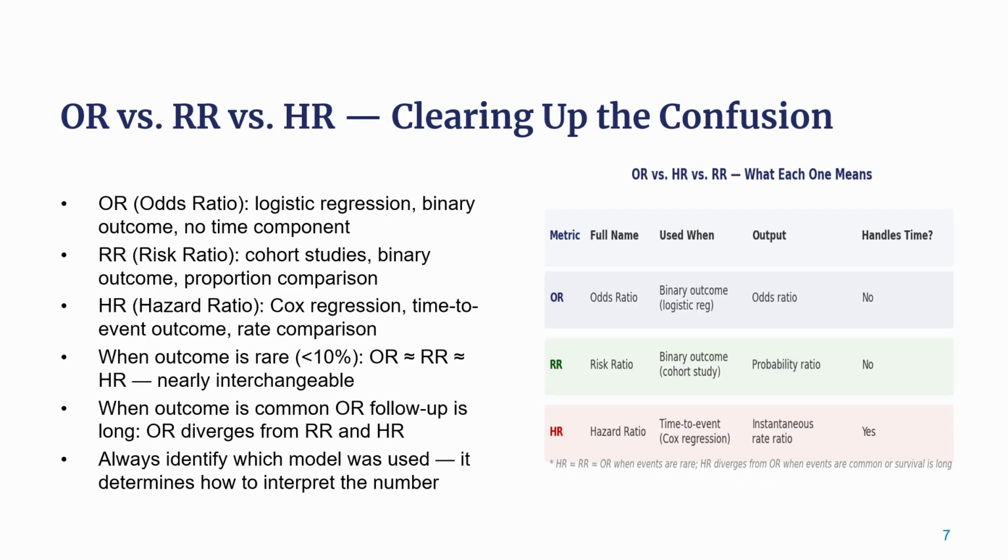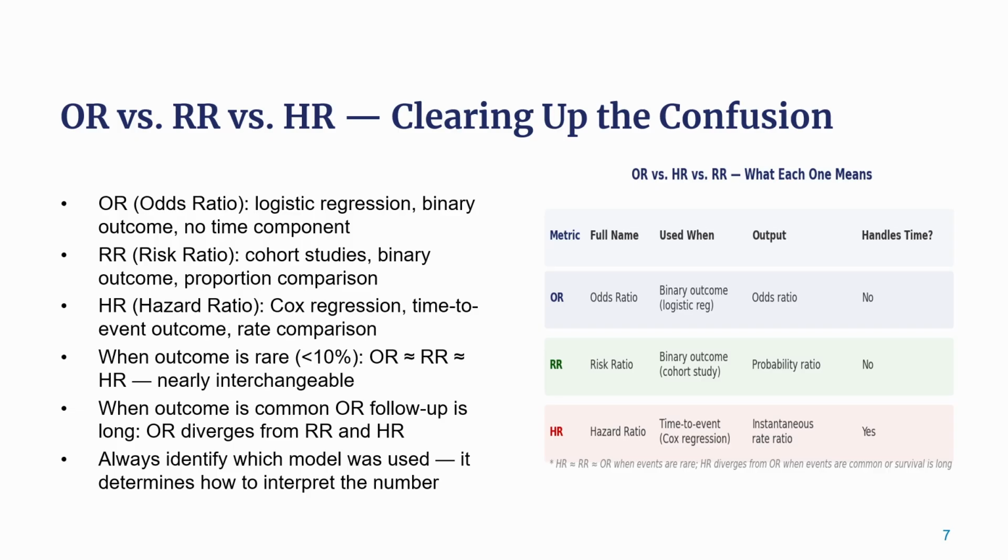This is the most common source of confusion when reading veterinary survival and outcome studies, so let's be very explicit. All three metrics, OR, RR, and HR, compare two groups, and all three equal 1 under the null of no difference, but they measure fundamentally different things. The OR compares odds, the RR compares probability, the HR compares instantaneous rates over time.